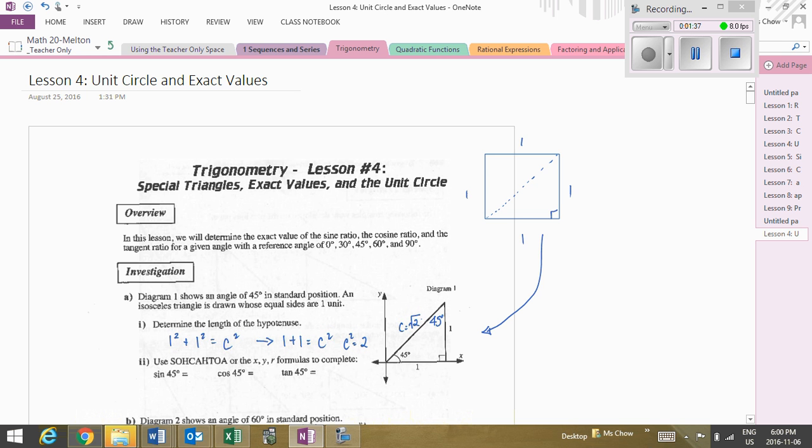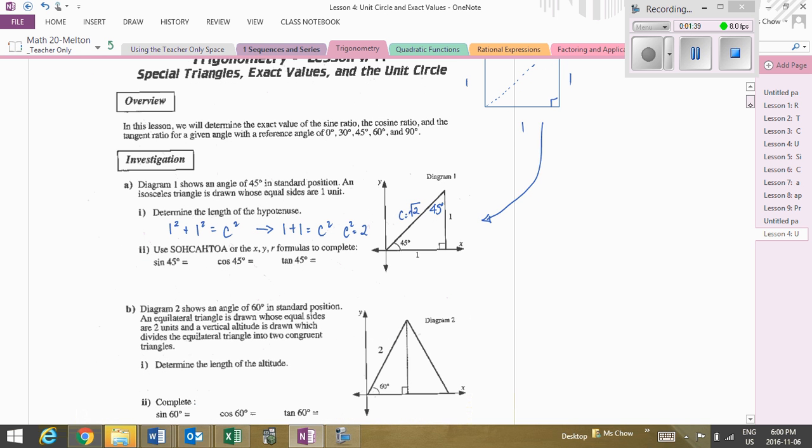If we take a look at using SOHCAHTOA or standard trig ratios, then we know that the sine of 45 degrees is opposite over hypotenuse, or 1 over root 2. When we rationalize that by multiplying by root 2 over root 2 to get the radical out of the denominator, we end up with root 2 over 2. Cosine of 45 degrees is adjacent over hypotenuse, so once again, 1 over root 2. Rationalizing that becomes root 2 over 2. Tangent of 45 is opposite over adjacent, and therefore we're looking at 1 over 1, or simply 1.